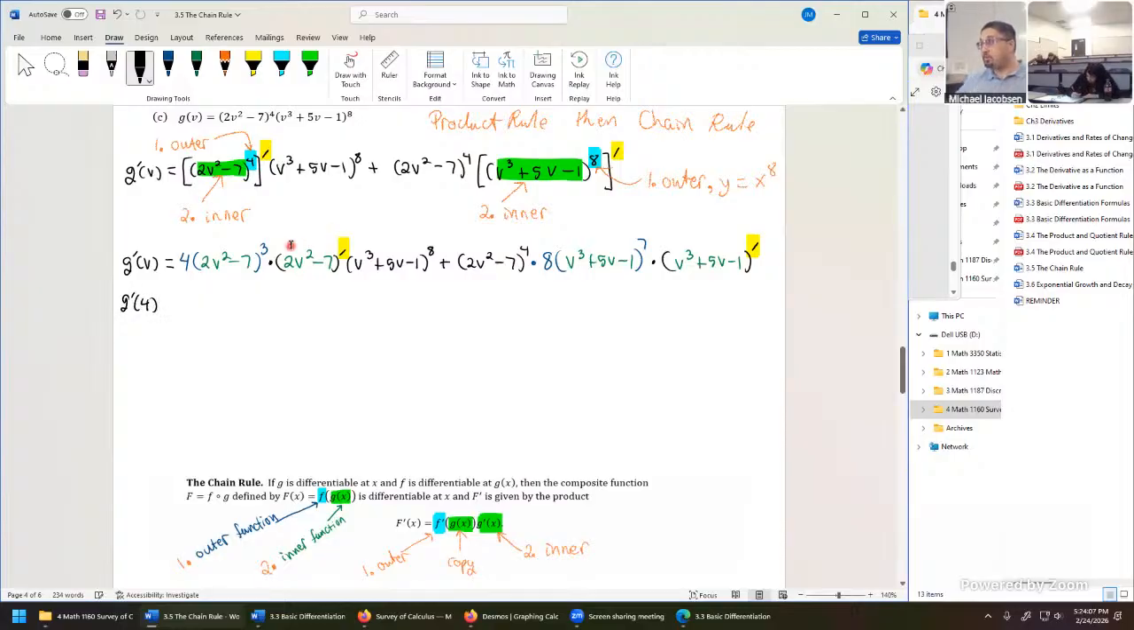I'm going to copy all the way to this step where we take the derivative. So we'll have 4 times 2v squared minus 7 to power 3 times this derivative, which just becomes 4v. The constant goes to 0. I'll place that in green just to emphasize we differentiate here. Then we're copying all the way up to that line. So it's going to be times v cubed plus 5v minus 1 power 8 plus 2v squared minus 7 power 4 times 8 times v cubed plus 5v minus 1 to power 7.